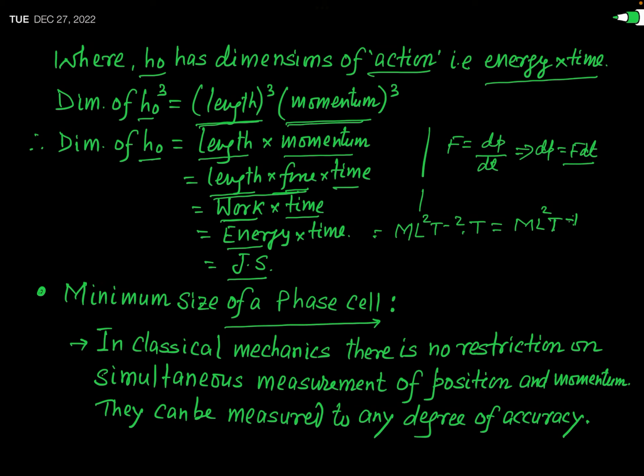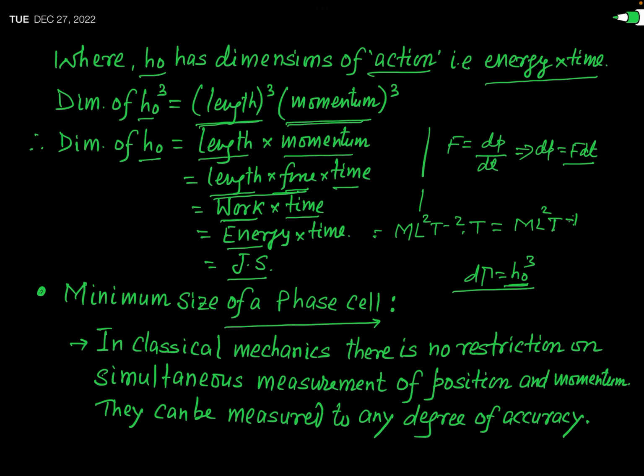Okay. And now our aim is to find the minimum size of this phase cell. You have seen that this d gamma, we have assumed, is equal to h naught cube. So what will be the minimum value of this h naught cube? Now we are going to find it.